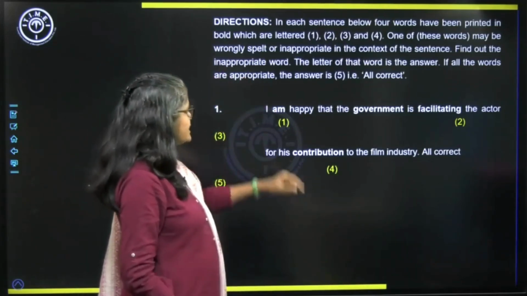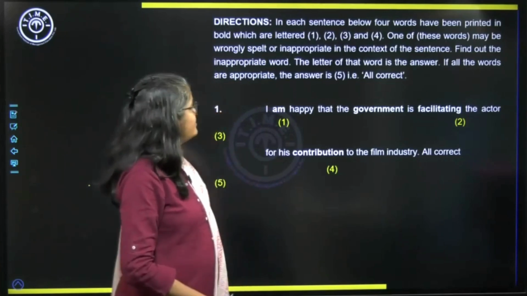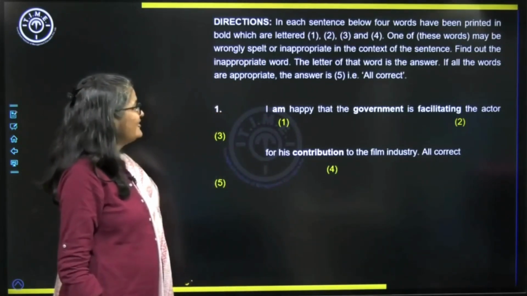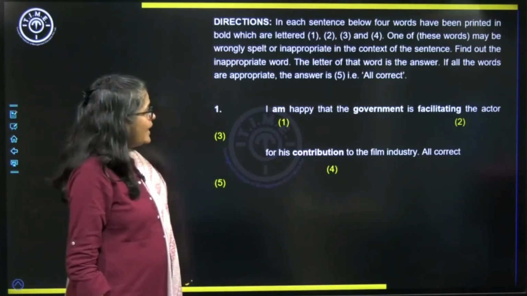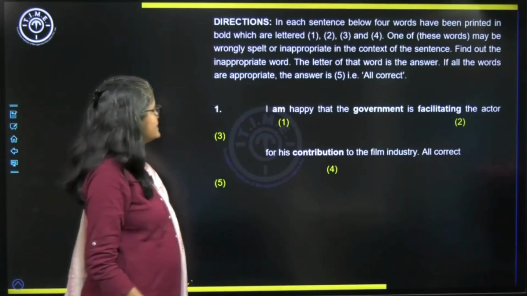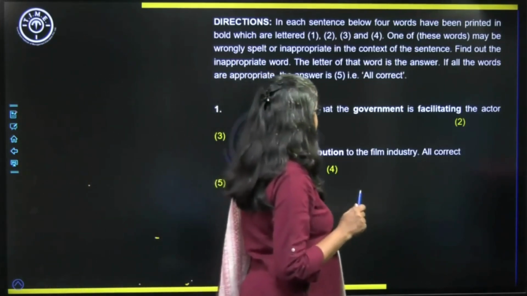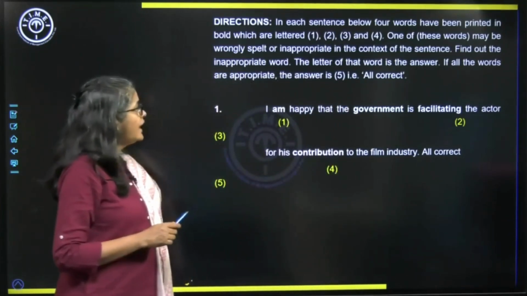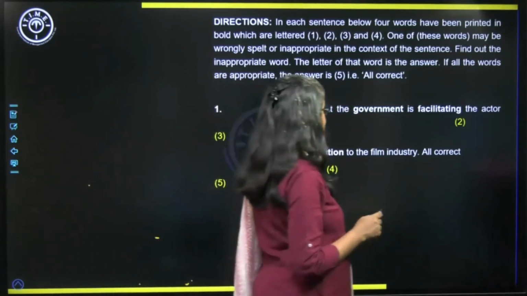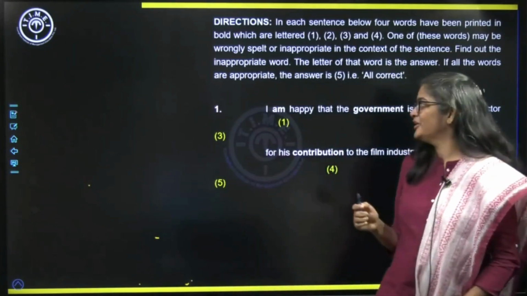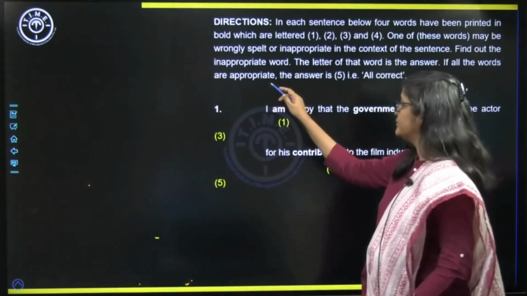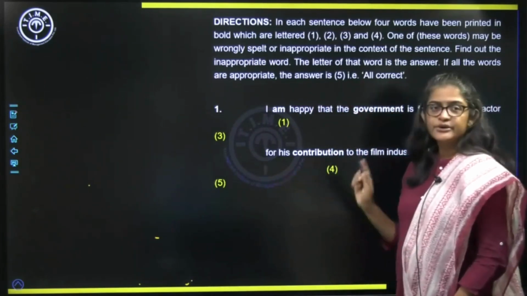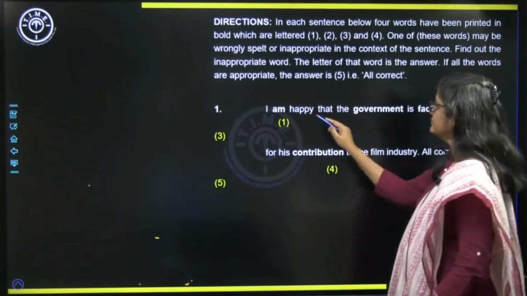In each sentence below, 4 words have been printed in bold, which are numbered 1, 2, 3 and 4. One of these words may be wrongly spelled or inappropriate in the context of the sentence. Find out the inappropriate word, and the number of the word is the answer. If all the words are appropriate, the answer is 5, that is, all are correct. These are the options.